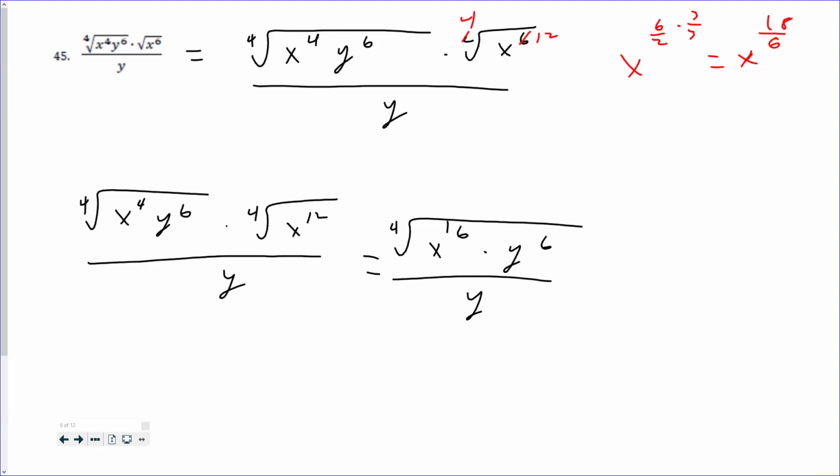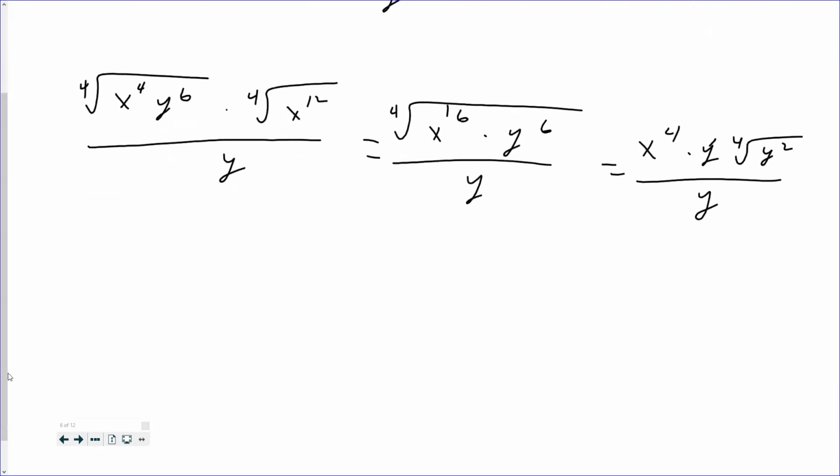If I have 16 x's, how many groups of 4 can I make with those 16 x's, or 16 divided by 4? That's 4. For y to the 6 divided by 4, that gives you 1 y with 2 left over, all over y.